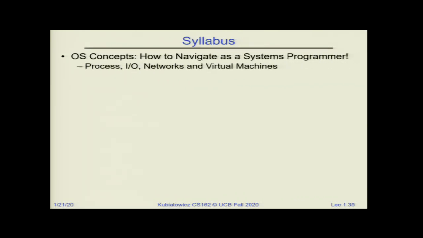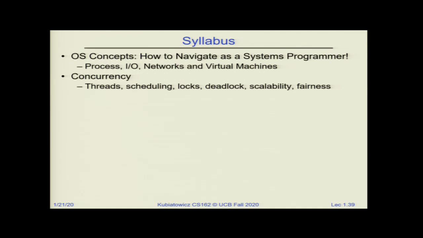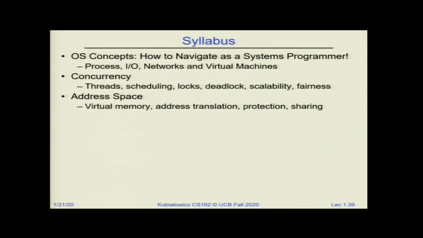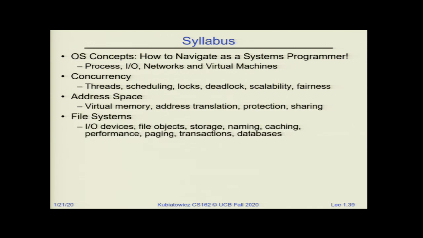The syllabus is a bunch of OS concepts, basically helping you to understand how to navigate as a system programmer, so process, I/O, networks, and virtual machines. Concurrency we'll talk about: threads, scheduling, locks, deadlocks, scalability, fairness. We're going to talk about address spaces. You saw a little bit of their utility earlier when we were protecting green from orange and red, but we'll talk about virtual memory, address translation, protection. We're going to talk about file systems, I/O devices, file objects, storage, naming, caching, all of these interesting things.